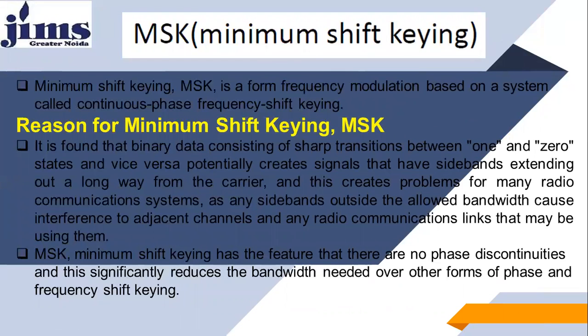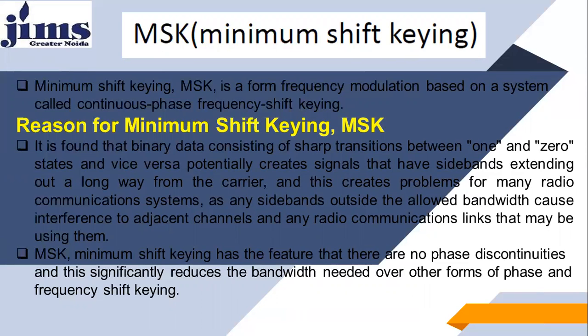So minimum shift keying, MSK, is a form of frequency modulation based on a system called continuous phase frequency shift keying. Look at the reason for minimum shift keying. It is found that binary data consisting of sharp transitions between 1 and 0 states and vice versa potentially create signals that have sidebands extending out a long way from the carrier, and this creates problems for many radio communication systems. Any sidebands outside the allowed bandwidth cause interference to adjacent channels and any radio communication links that may be using them.